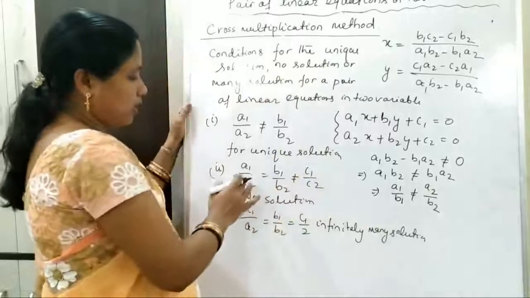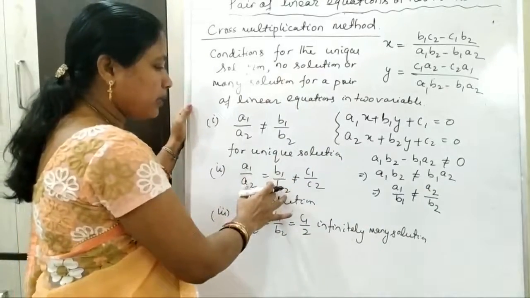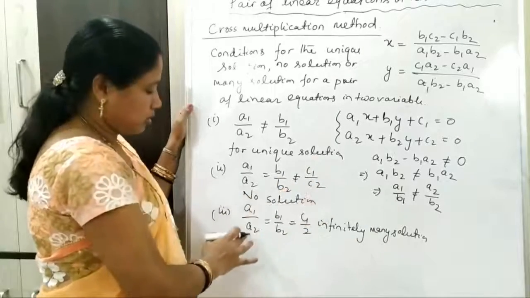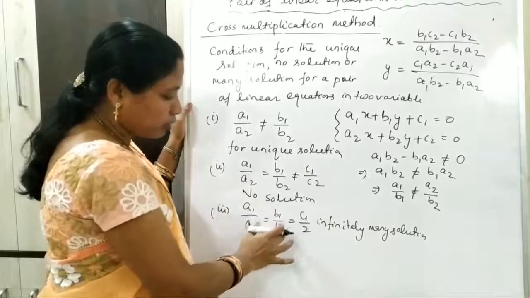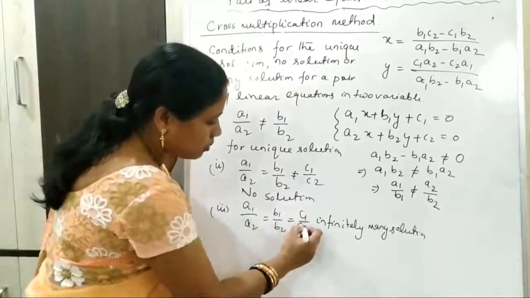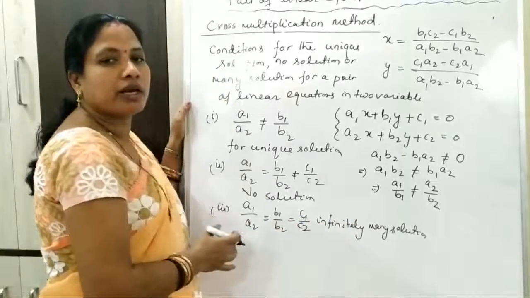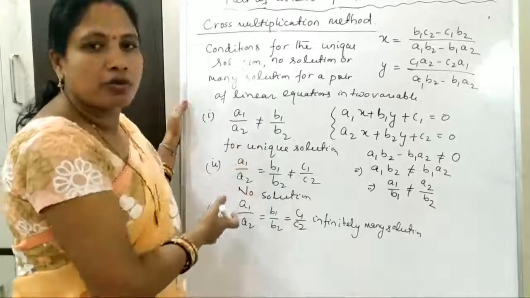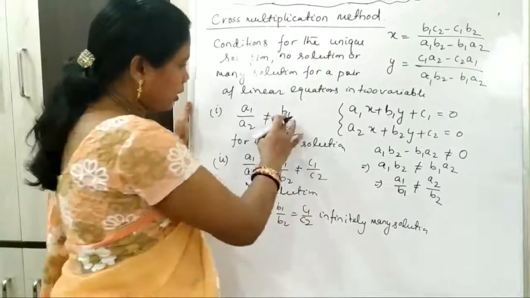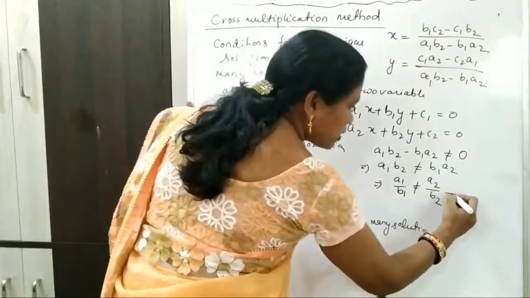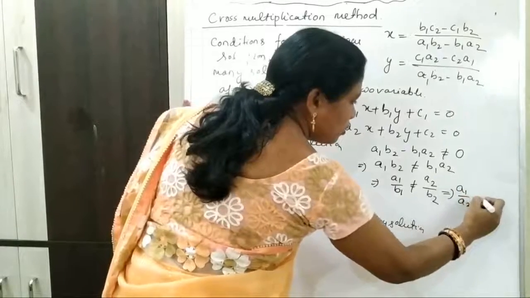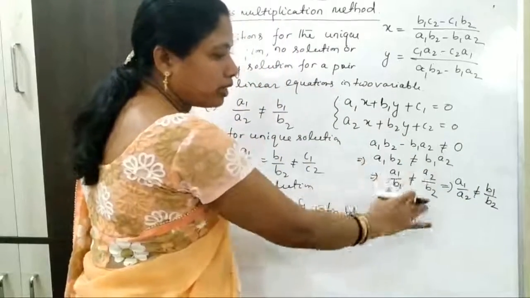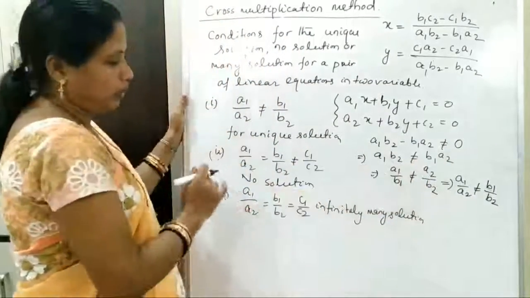But if A1 by A2 is equal to B1 by B2 is not equal to C1 by C2, then we will get no solution. And if A1 by A2 is equal to B1 by B2 is equal to C1 by C2, then we will get infinitely many solutions. So by using this condition, you can solve many more problems. So here for unique solution, A1 by A2 is not equal to B1 by B2. So this is our condition.